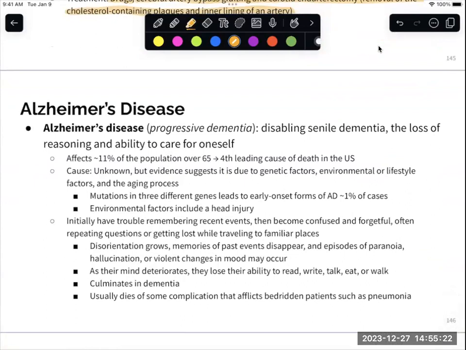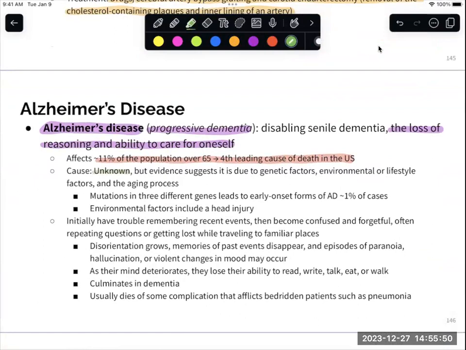Alzheimer's disease. Alzheimer's disease is a progressive dementia. It is the loss of reasoning and ability to care for oneself. About 11% of the population over 65. So this is the 4th leading cause of death. We don't know what causes it.